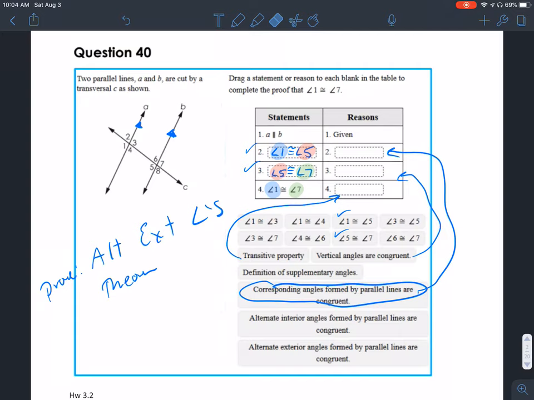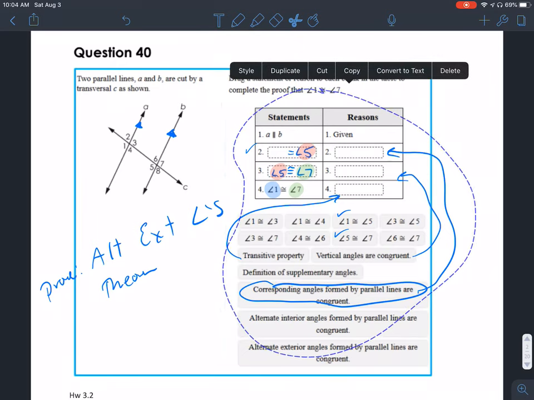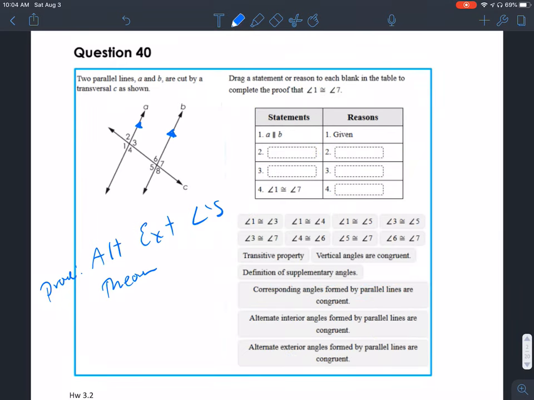Because there's multiple ways to do this problem. Let's say at the beginning, instead of saying, hey, we got these corresponding angles, you just wanted to go to vertical angles first and say, well, angle 1 and angle 3, those are vertical angles. Well, you could certainly do that. Angle 1 is congruent to angle 3. That's an option right here. Vertical angles are congruent.